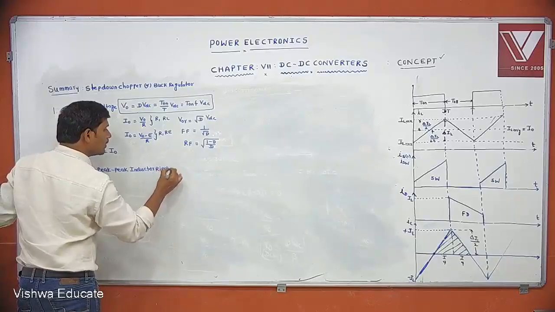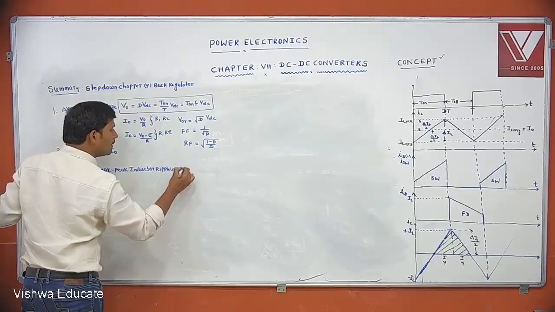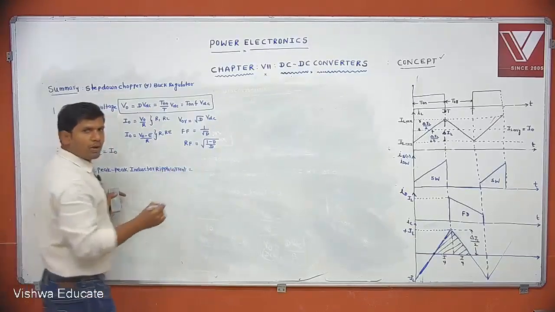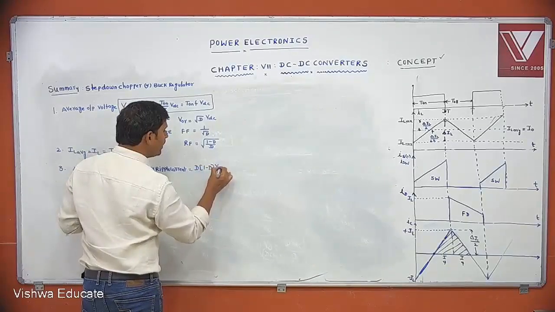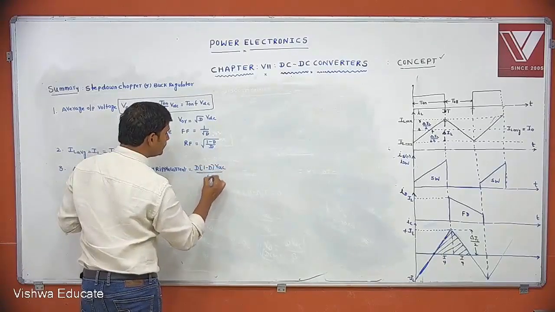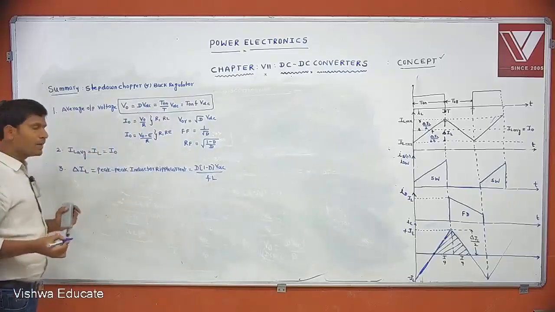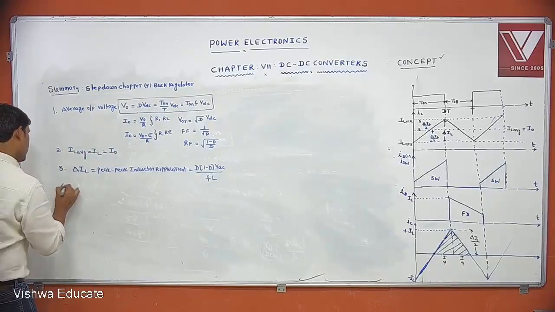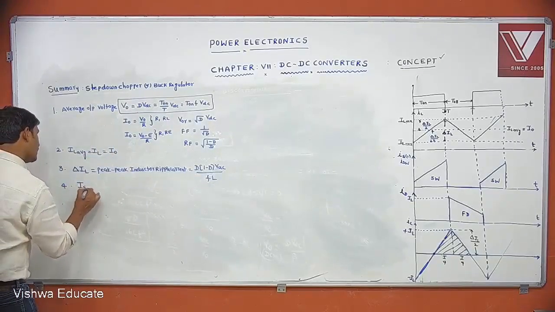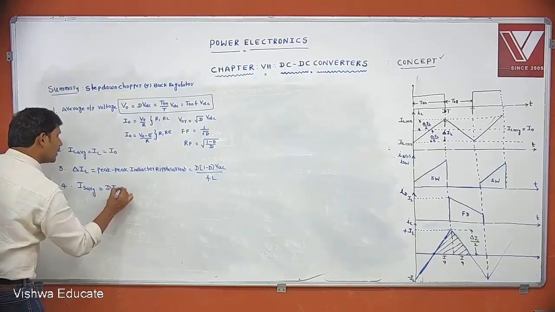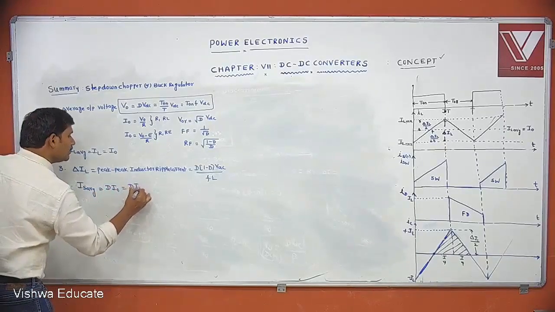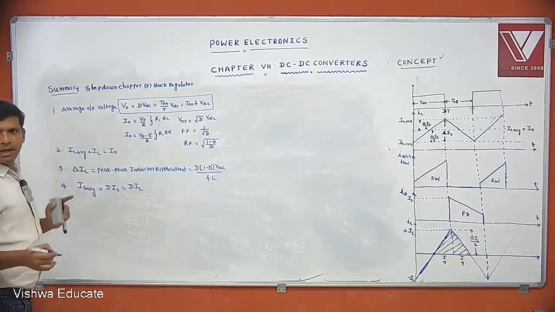Inductor ripple current. How much, you tell me? That is D into (1 minus D) into VDC by FL, the peak to peak inductor ripple current. Then what is the average source current? Average source current equals D into I naught, that is D into IL, because I naught equals IL here.